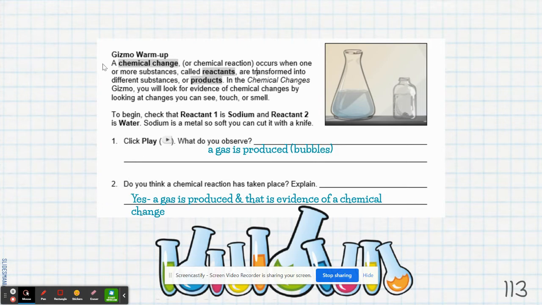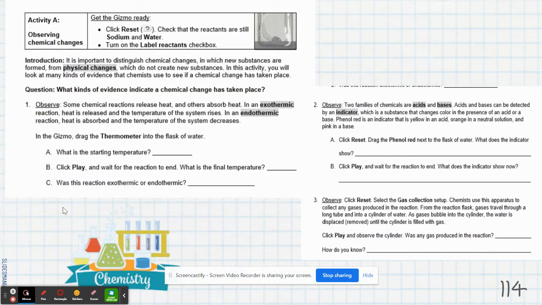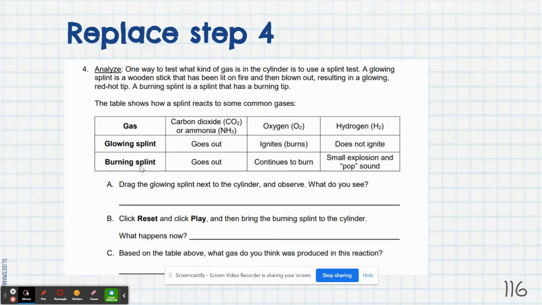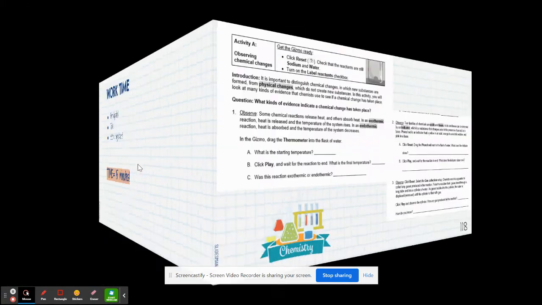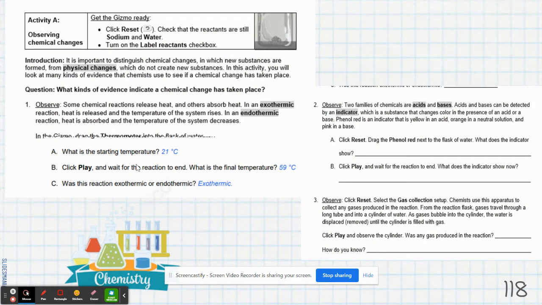The sodium water reaction is one that you looked at through the entire Gizmo. So for activity A, the question you were investigating is what kinds of evidence indicate that a chemical change has taken place? The first part was looking at different types of heat, either releasing heat or absorbing heat. The starting temperature in this reaction was 21 degrees Celsius. At the end, it was 59 degrees Celsius, and that's an exothermic reaction.